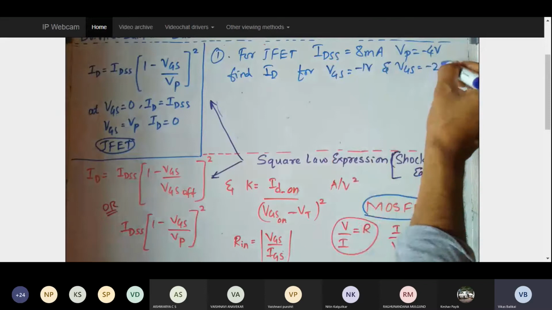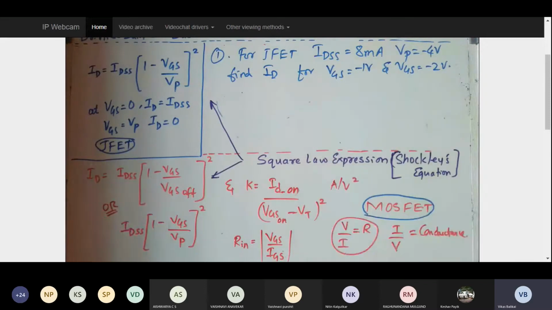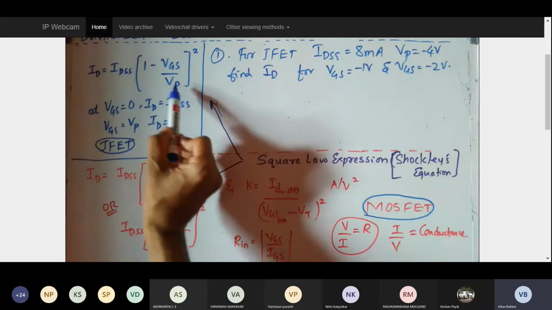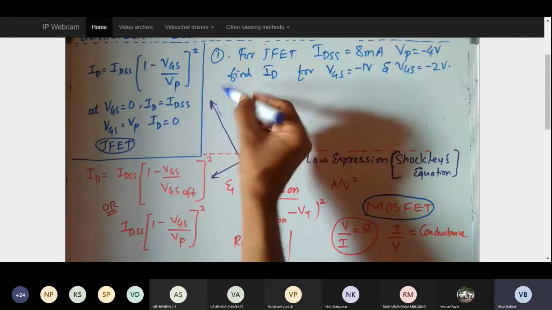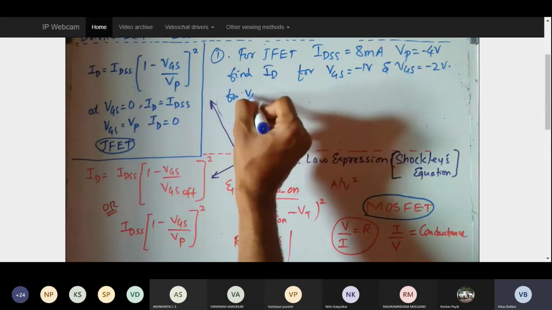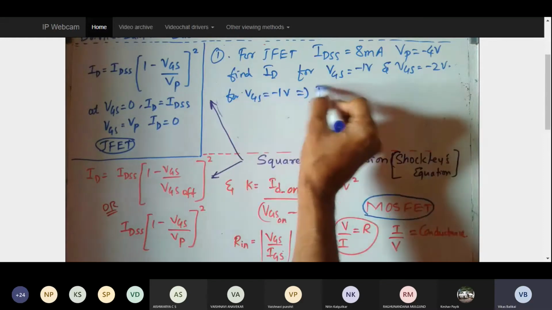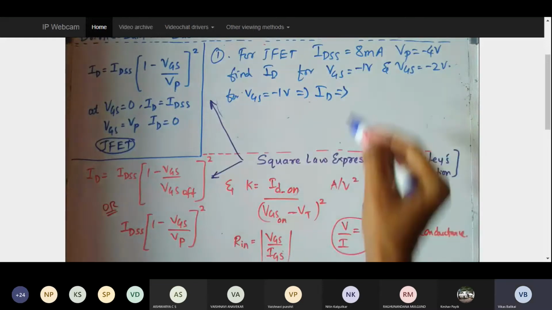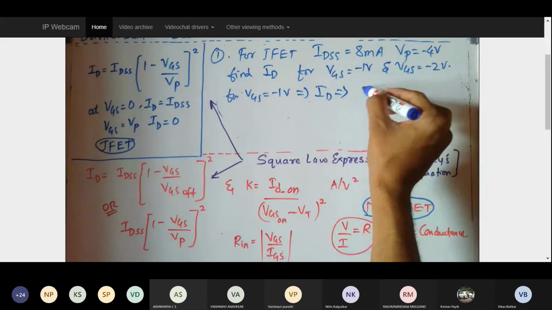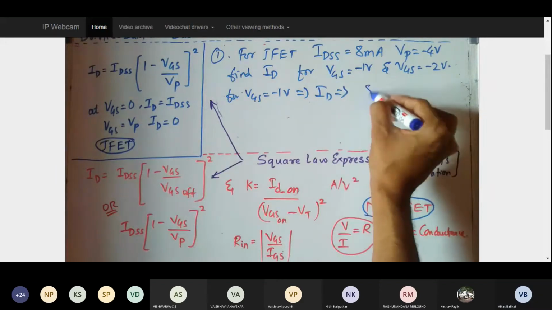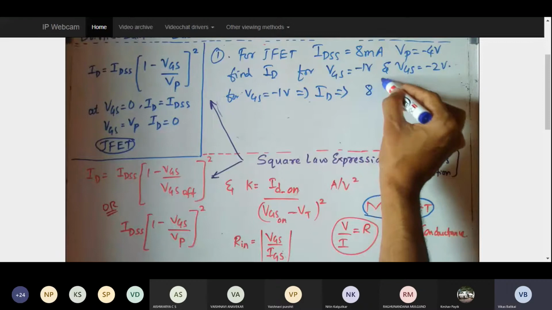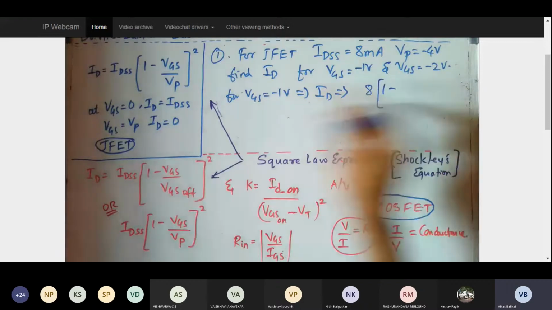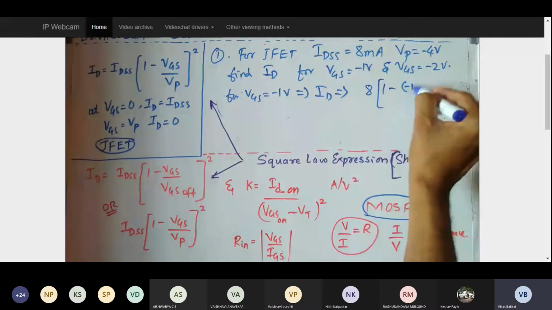So for the JFET, you have the formula, and like I told, both formulas remain the same. It is a straightforward equation for ID. IDSS has been given and VP has been given. So first, for VGS equal to minus 1 volt, what will be ID? Let me know quickly. If I substitute, IDSS is 8, 1 minus VGS, which right now is minus 1, and VP is also negative, minus 4.